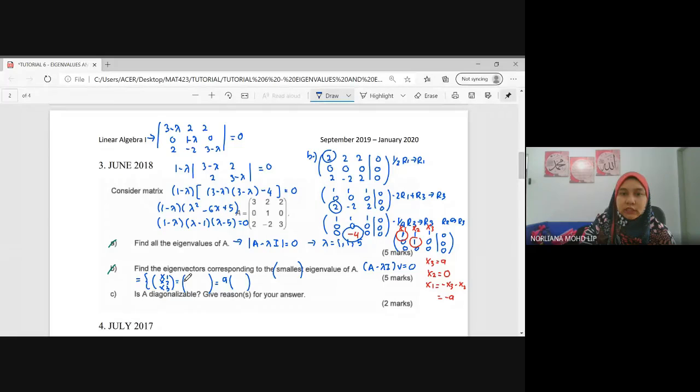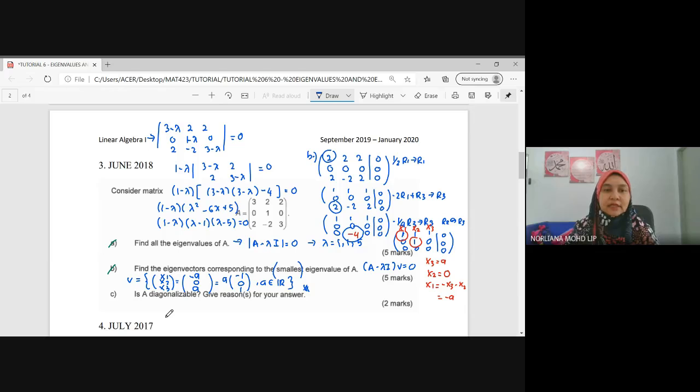So x1 is negative A, x2 is 0, x3 is A. So factorize A, negative 1, 0, 1. A is any real number. Okay, so this is the eigenvector for lambda equal to 1. The eigenvector lah V. Okay, C is A diagonalizable.